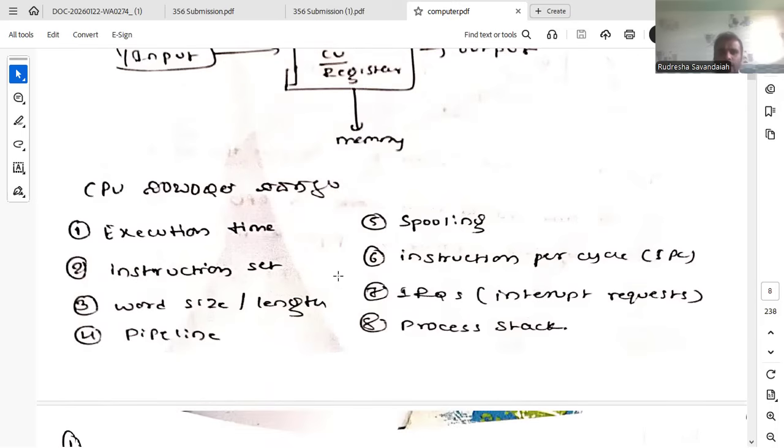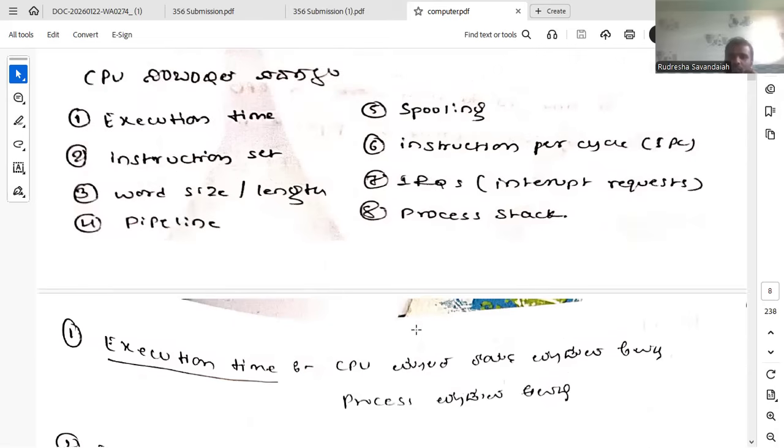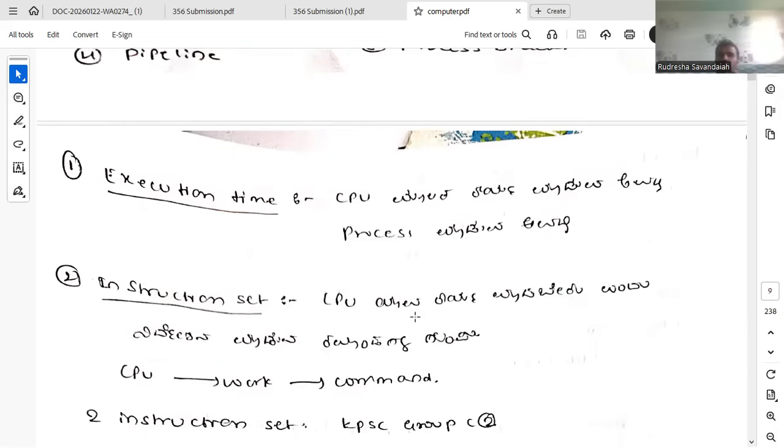CPU related terms: execution time, how much time is needed to do the process. Instruction set, word size and length, pipeline, spooling, instructions per cycle, and IRQs, interrupt requests, where the processor stops execution.